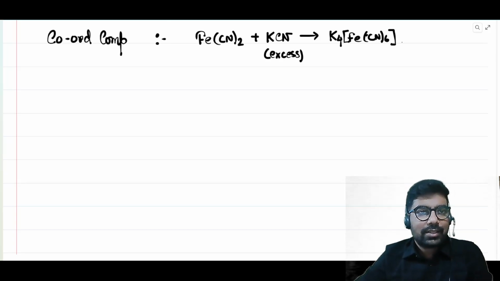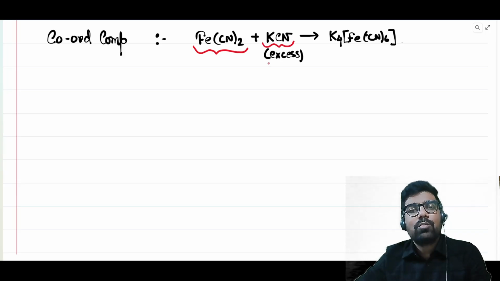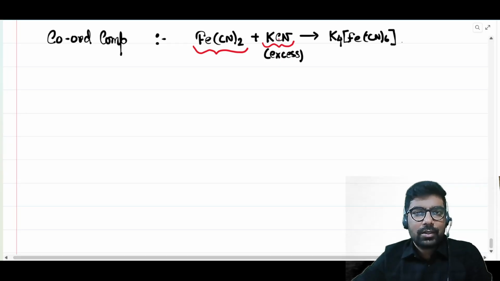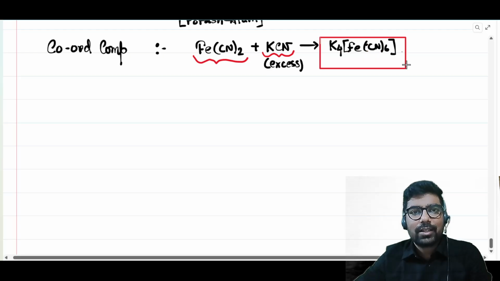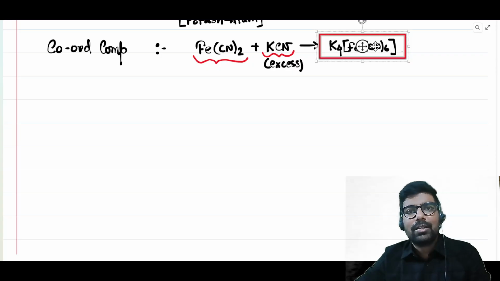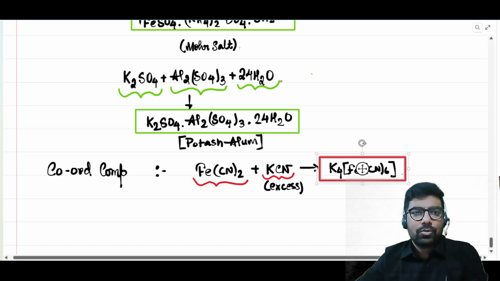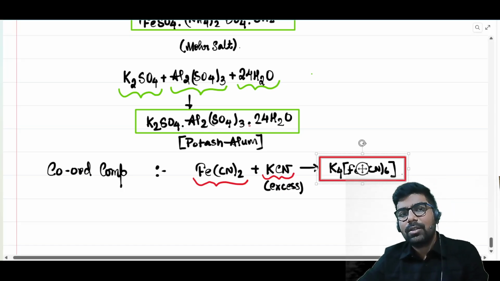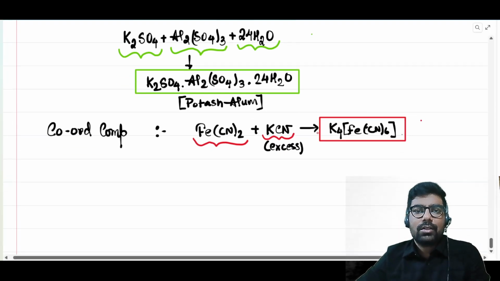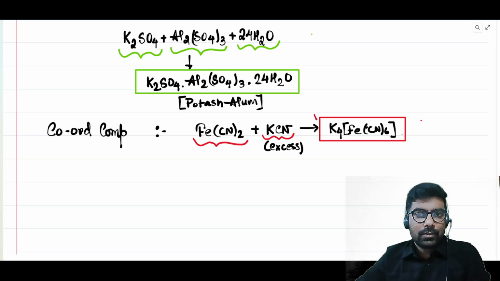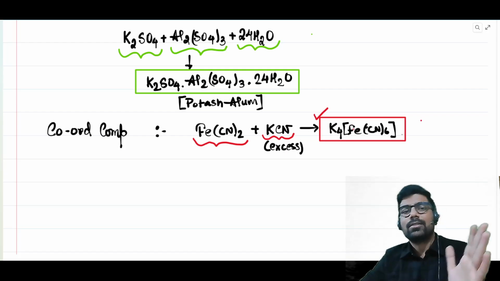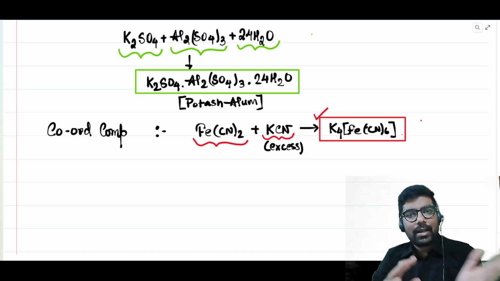So again, the same logic. We have two individual compounds that can exist independently, ferrocyanide and KCN, potassium cyanide. They can both exist independently. Now they combine to form this kind of compound, which we call a coordination compound. Of course, there is some difference from the double salt, right? In a double salt we write it in dot format, potassium sulfate dot aluminium sulfate dot 24H2O. But this coordination compound, potassium ferrocyanide, we write in the form of a third bracket. So there must be some difference between a double salt and a coordination compound.